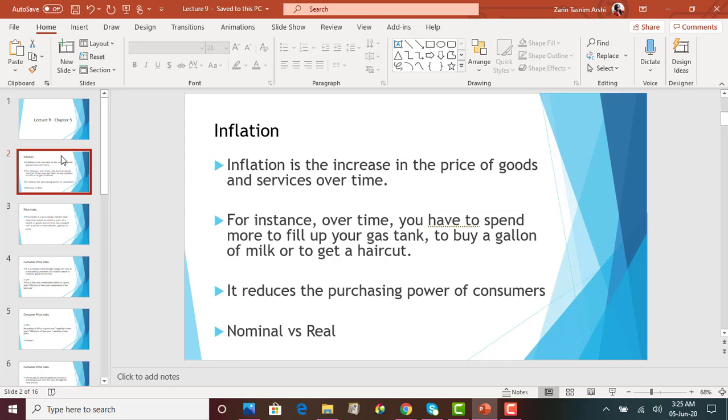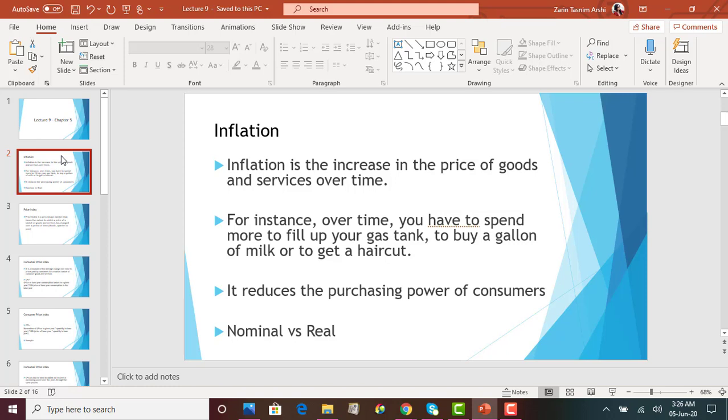It's one of the major macroeconomic topics that economists always talk about. You will see economists talk about GDP, unemployment, inflation. So inflation is one of the major macroeconomic topics. And inflation basically reduces the purchasing power of consumers. This is a very important and strong sentence. When we say that, what does it mean?